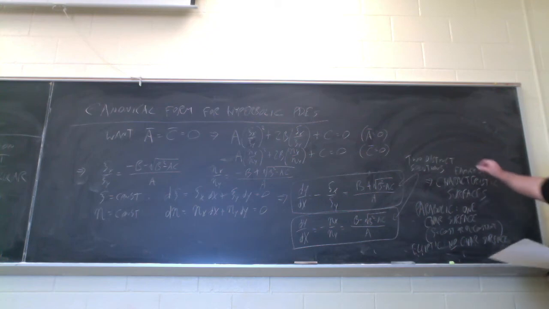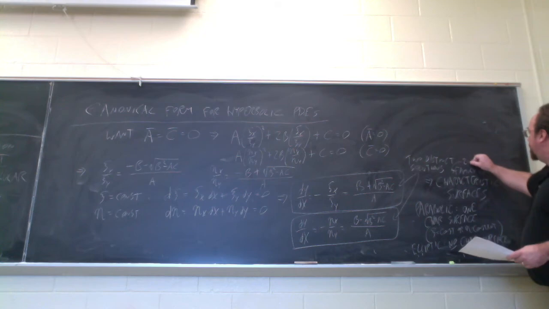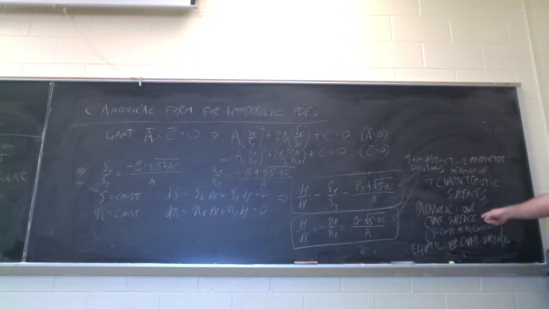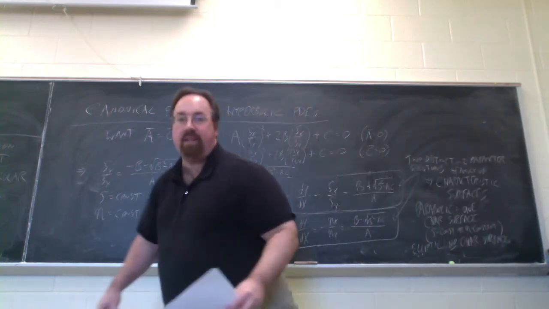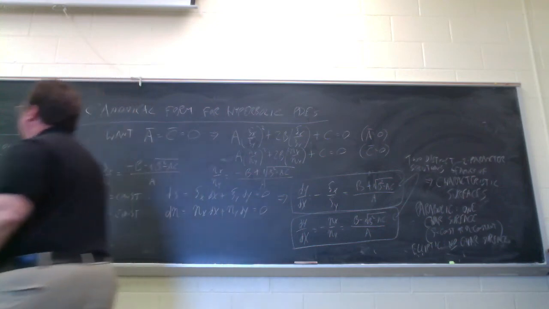Actually, I should say, I messed up earlier. This is a two-parameter family of characteristic surfaces. Here you only have a one-parameter family because you can choose one of these variables to be constant, and that's all. And then here you get nothing. Now what I'll do is an example of how you transform a hyperbolic PDE. I have twenty-something minutes, so that'll work.